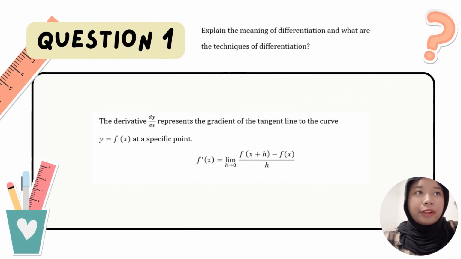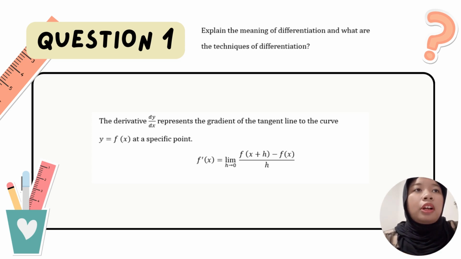For question 1, explain the meaning of differentiation and what the techniques of differentiation are. So, the title of the topic is Techniques of Differentiation. An introduction to the topic: differentiation is a fundamental concept in calculus used to find the rate of change of a function. In calculus, there are several techniques of differentiation. One of the most basic techniques is the power rule, which is used to differentiate functions involving powers of x.